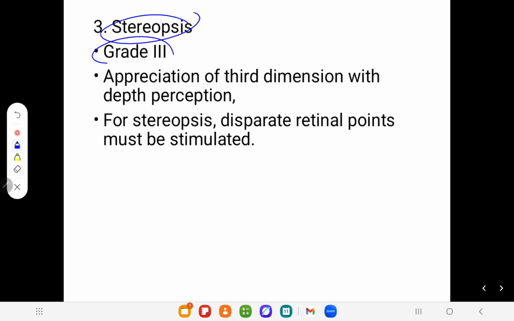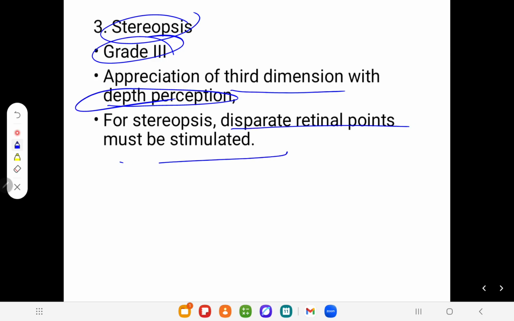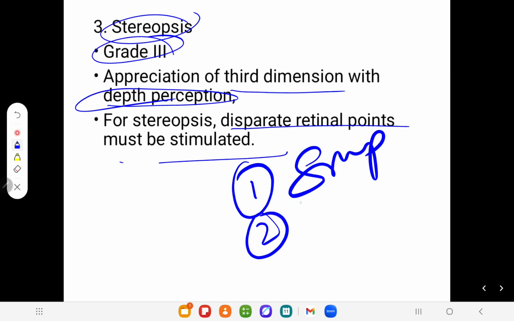Stereopsis, that's a great thought. That's the very end stage of the grades. It's the third step, appreciated in three dimensions with depth perception. Stereopsis needs retinal disparity to be stimulated. After this slide, we are going to discuss stereopsis. That's why these are the grades: simultaneous macular perception, fusion, stereopsis.